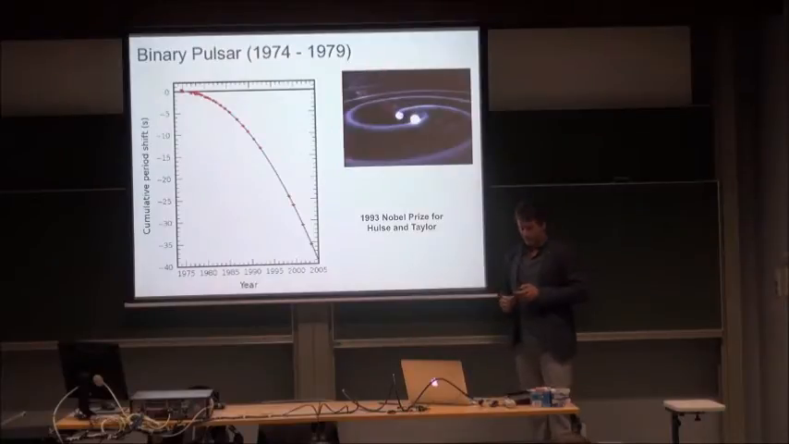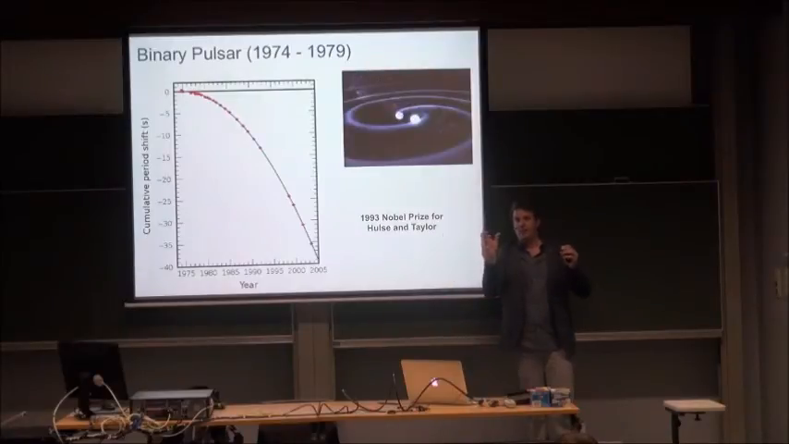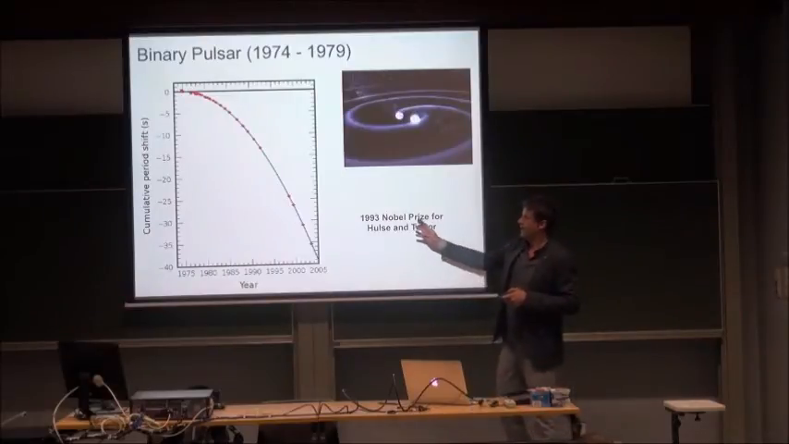And notably, Taylor and Hulse have observed such a binary pulsar system for years, literally years and years and years. And because of the arrival time of that pulsar jet and the orbit, they have observed that these two neutron stars came closer and closer and closer to each other, gradually, very, very slowly. And that's what you see here.